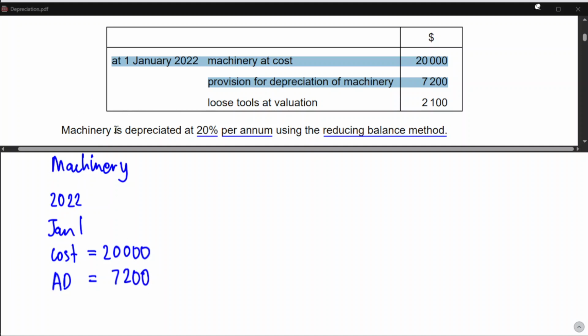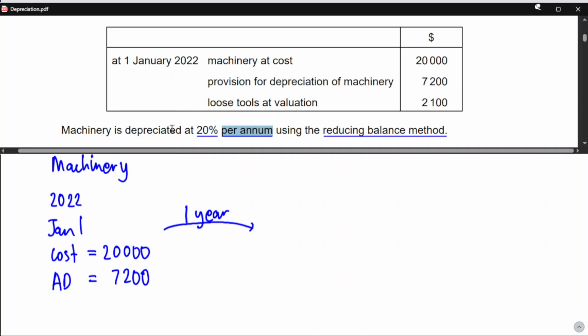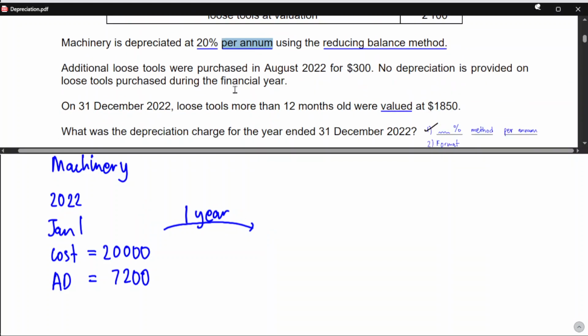Then is it per annum, right? So after 1 year, 1 year, then let's continue. You want 31 December 2022. Let's put inside.